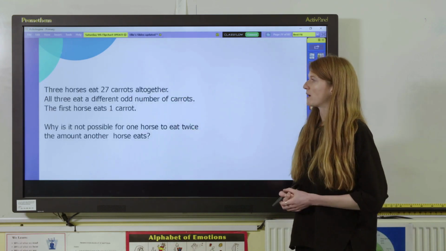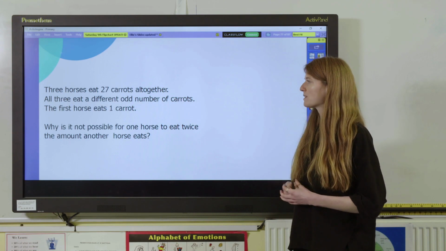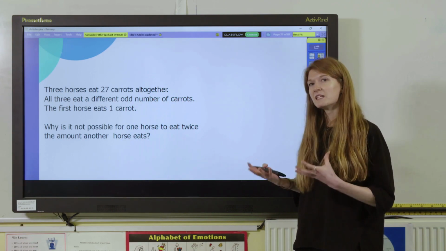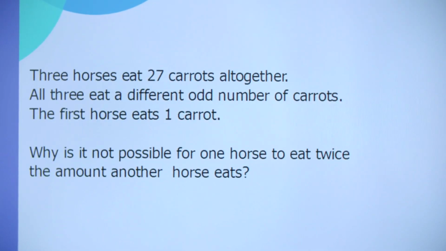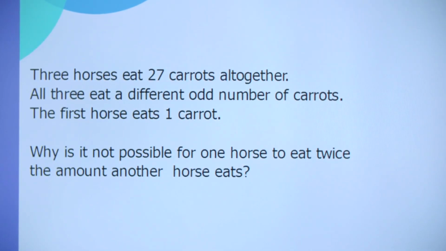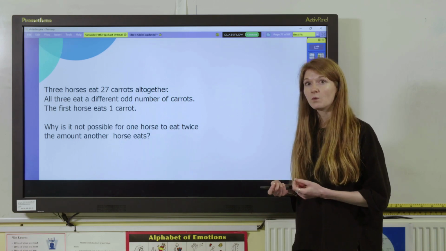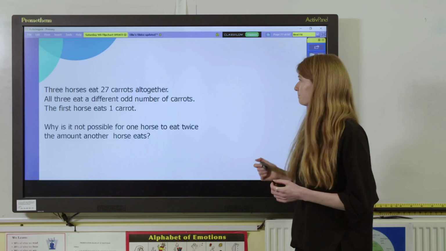The second part of the question says, why is it not possible for one horse to eat twice the amount another horse eats? And this requires pupils to reason and explain using their understanding of number. So pupils would need to know that whenever we double an odd number, we get an even number. And as all the horses eat an odd number of carrots, it's impossible that one could eat double the number of another. If you want to challenge pupils here, you could ask them to prove to you that when we double an odd number, we get an even number.